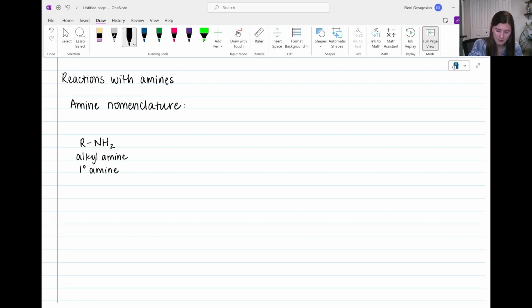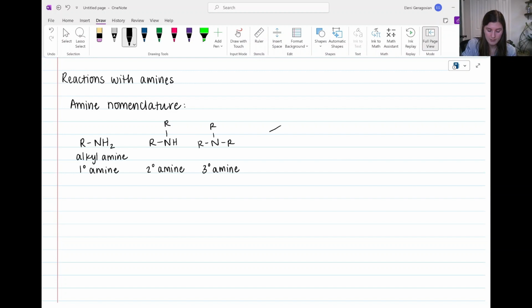If we have nitrogen bonded to two carbon chains and one hydrogen, this is still an alkylamine, but this is a secondary amine. And then when nitrogen's bonded to three carbon chains, this is a tertiary amine. So all alkylamines: primary, secondary, and tertiary.